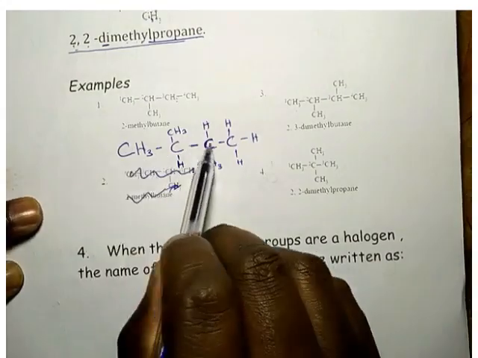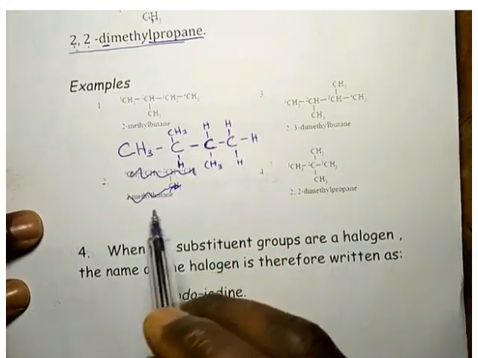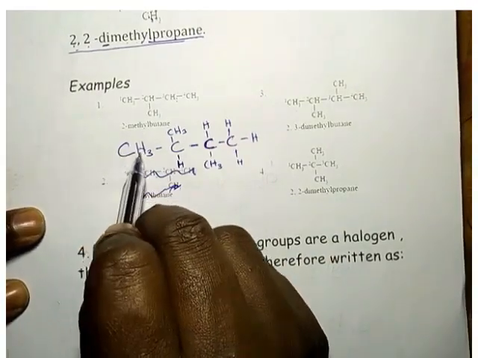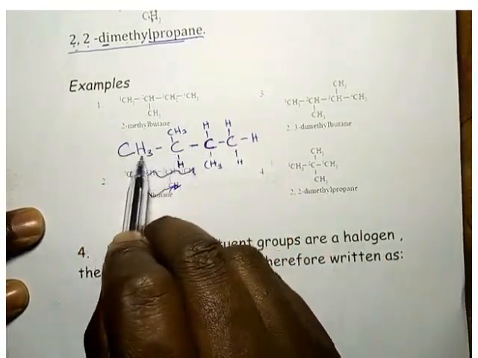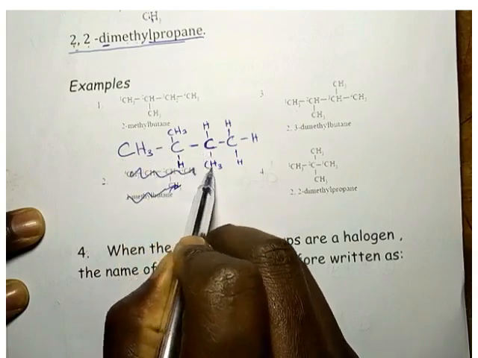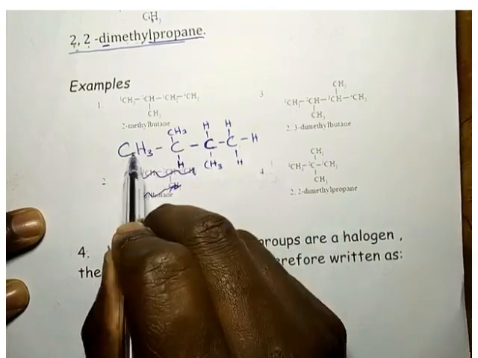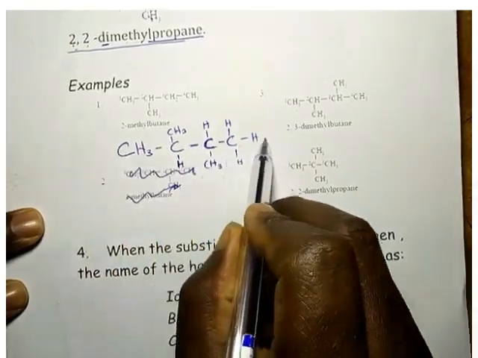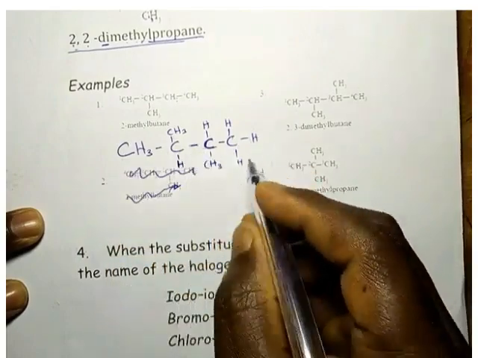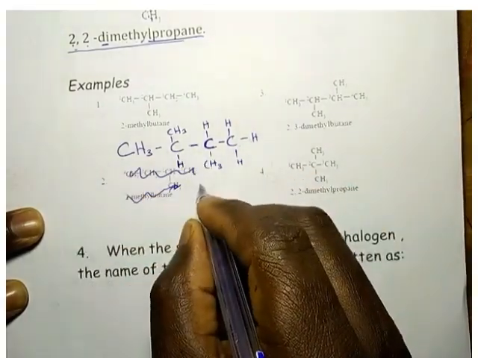So let us give this compound the name. First, we need to give the parent name. We count the longest carbon chain. 1, 2, 3, 4. 1, 2, 3, 4. 1, 2, 3. So the longest carbon chain here is 4 carbon atoms. Therefore, the parent name is going to be butane.